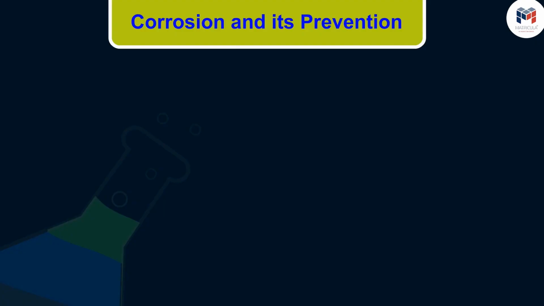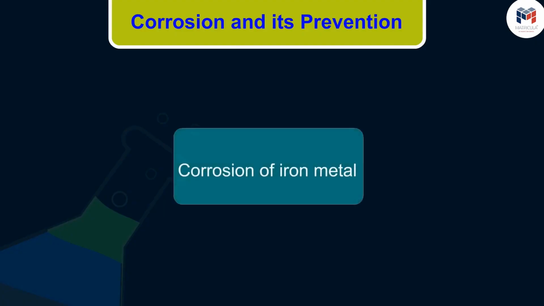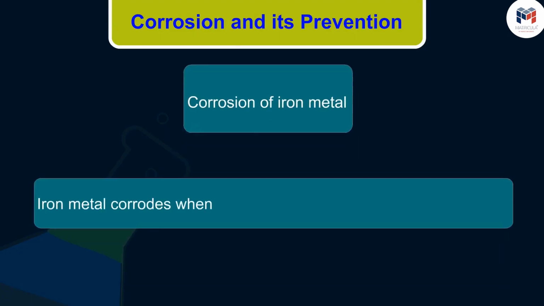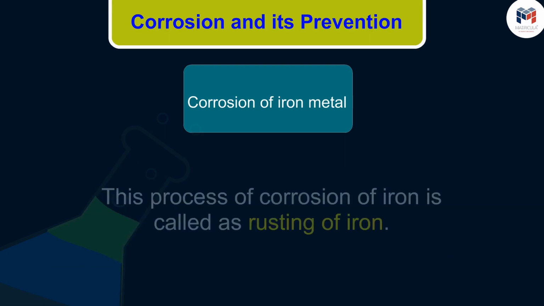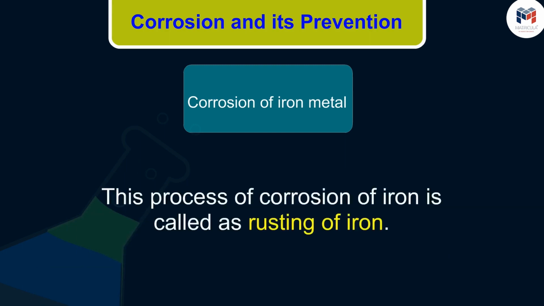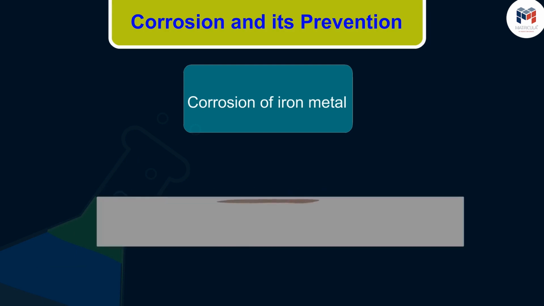Let's discuss corrosion of iron metal. Iron metal corrodes when it is kept in damp air for a considerable time. It gets covered with a reddish-brown flaky substance which is called rust. This process of corrosion of iron is called rusting of iron. Rust is soft and porous, and it gradually falls off from the surface, and then the iron below starts corroding.